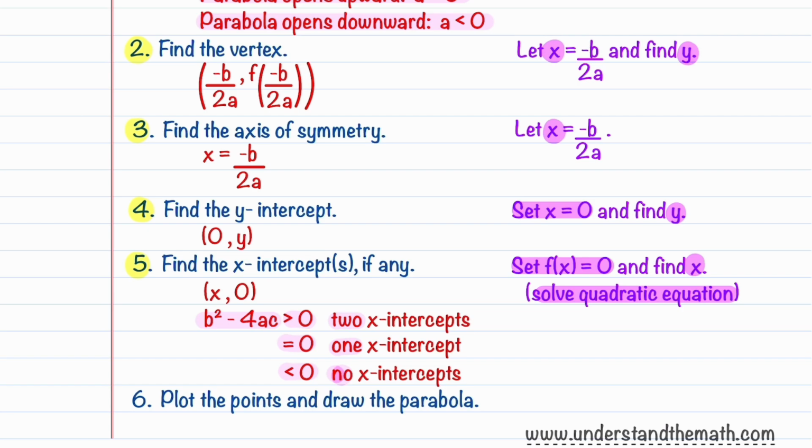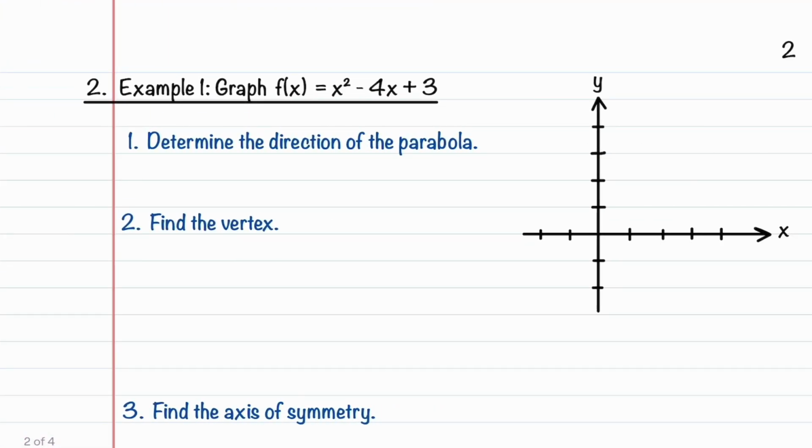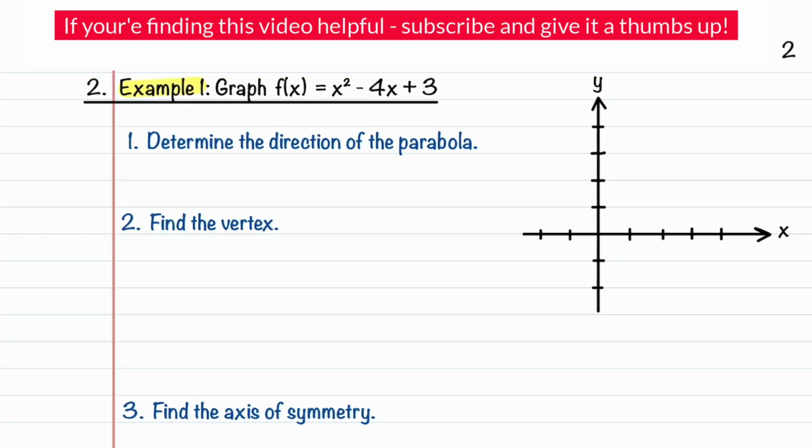The last step then is to just plot all the points that you've calculated, the vertex, the y-intercept, the x-intercepts, and then also the axis of symmetry, and then just draw the parabola. Let's now walk through an example. Our first example is going to be to graph f of x is equal to x squared minus 4x plus 3. I've written down the steps to make things easier for us.